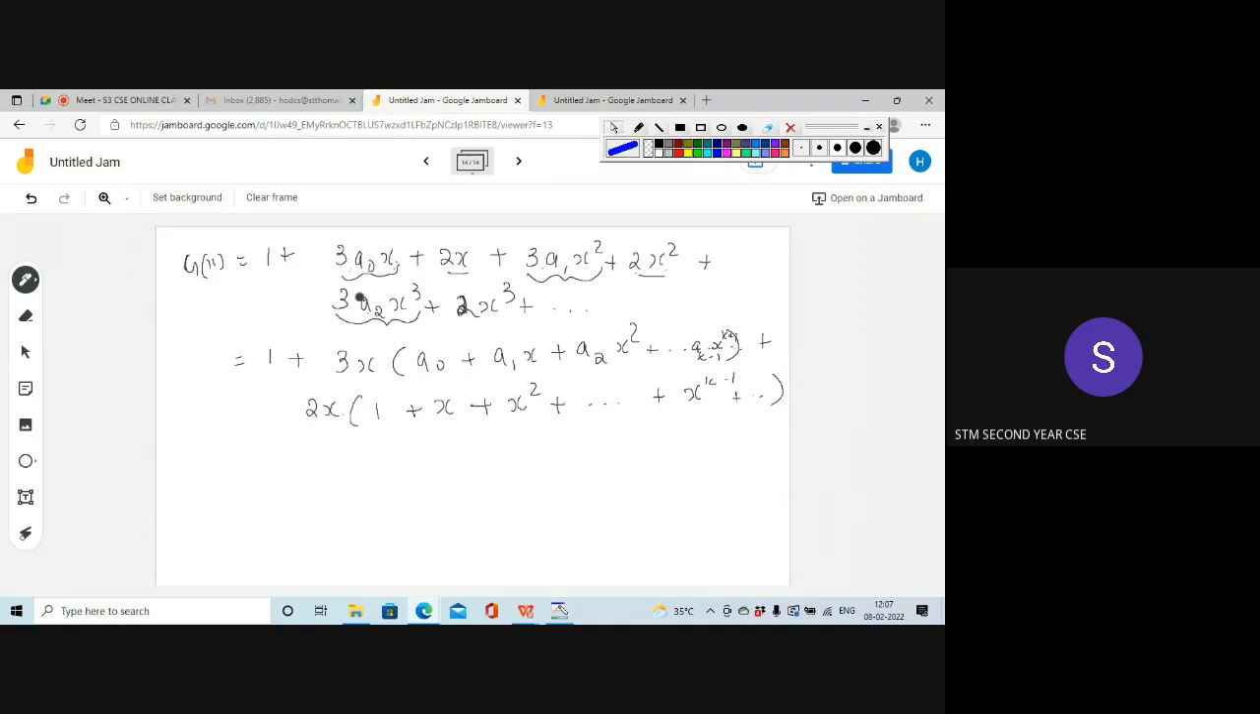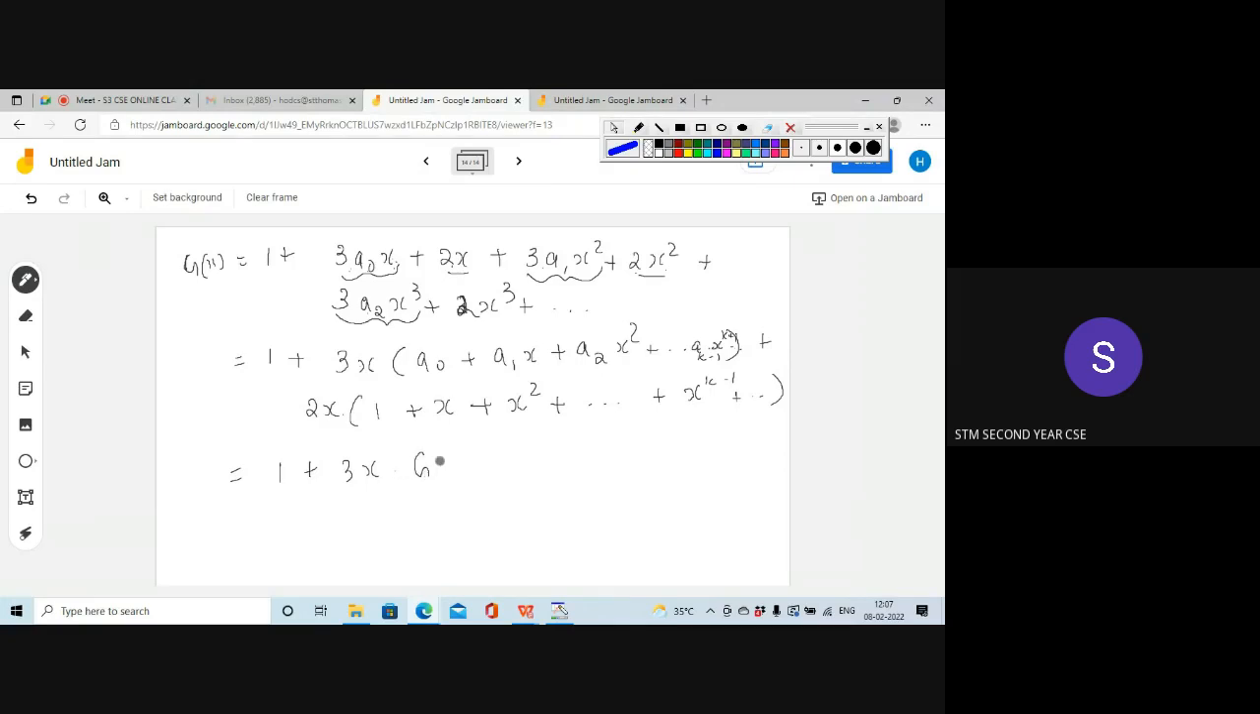Did you understand? I grouped these 3x terms together and took 3x as common. Then I grouped the 2x terms together and took 2x as common outside. Now, next is 1 plus 3x. Now, what is a0 plus a1x plus a2x square? Which form is that?